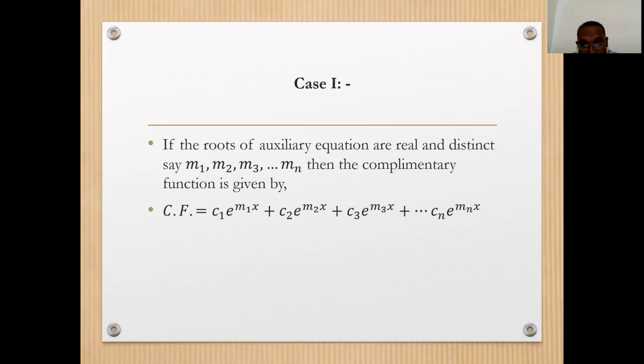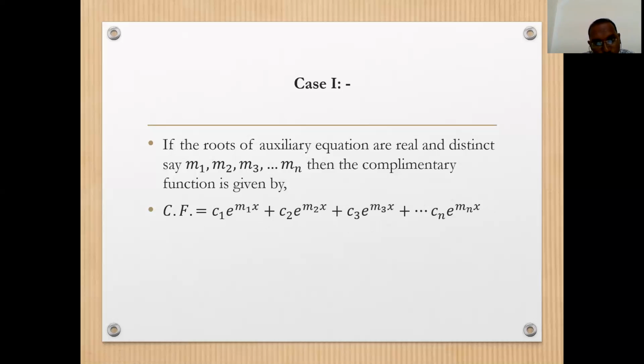Instead of c1, c2, c3 up to cn, we can use d1, d2, d3, dn, or you can use s1, s2, s3, sn. No problem. These are arbitrary constants. We can take any constants. Here m1, m2, m3, mn are the roots of the given equation. All the roots are distinct and real. So we can write C.F. as C1 e^(m1 x) plus C2 e^(m2 x) plus C3 e^(m3 x) up to Cn e^(mn x).